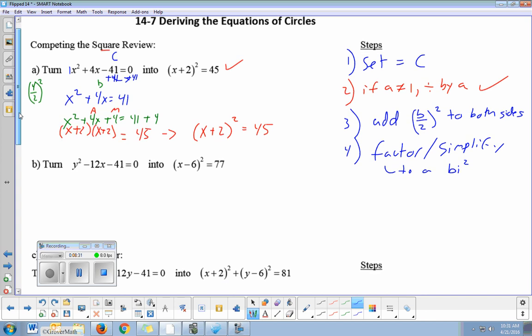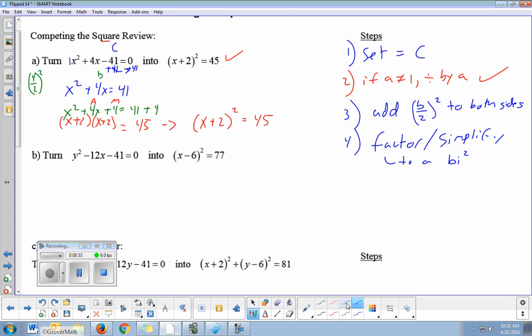All right, I want to do this again, this time with a y squared expression. This is supposed to be a y in here. Sorry about that. So y squared minus 12y minus 41 equals 0. First, the constant 41 again needs to go to the other side. So y squared minus 12y equals 41. Add 41 to the other side.